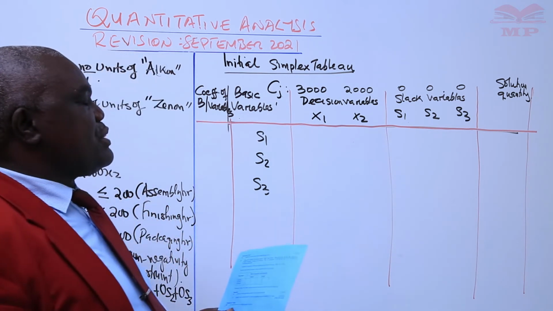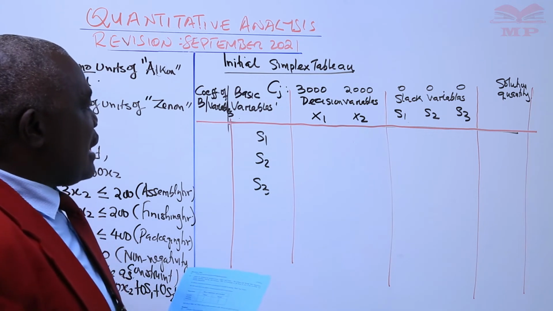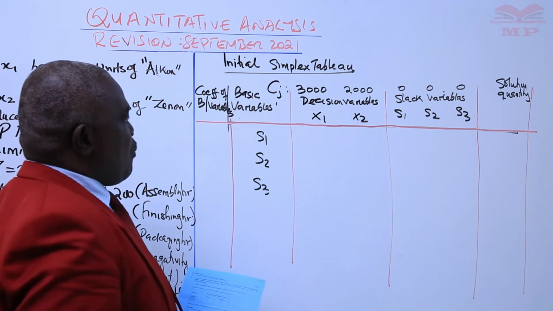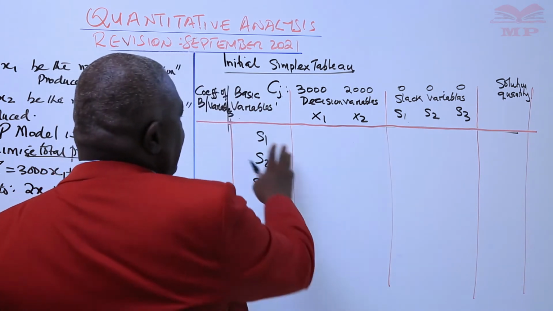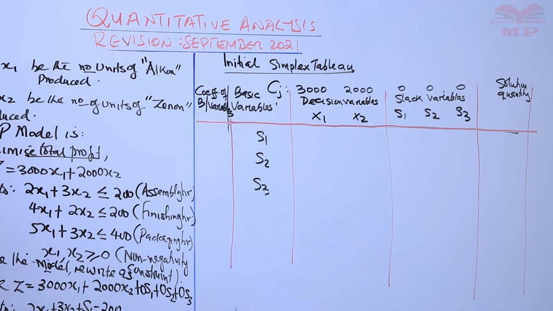basic variables. These are quantities whose values are either 1 or 0. And in this case, they stand for slack. We will have to solve for them. What follows here is that the entire table will accommodate what we have here.